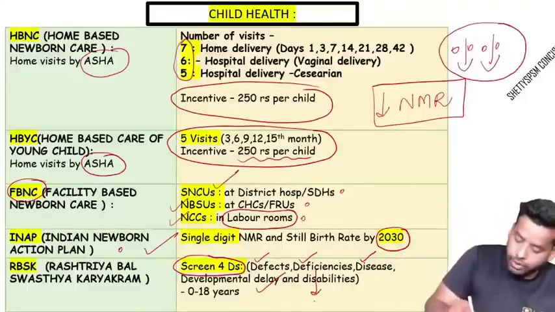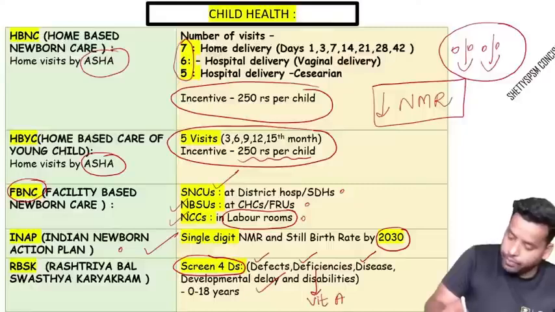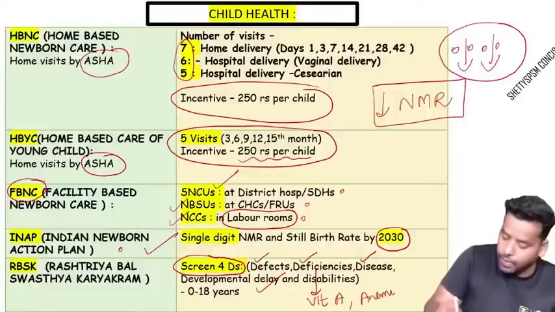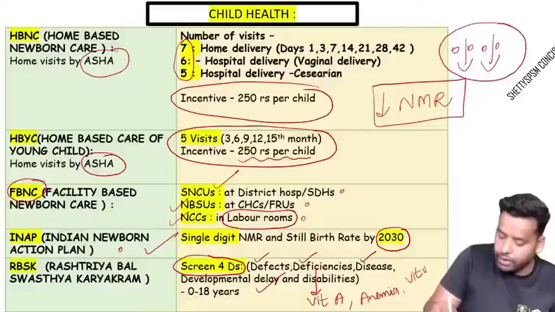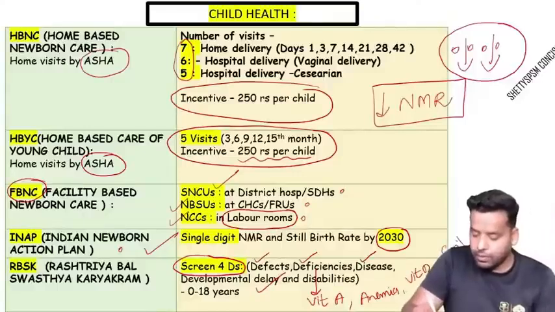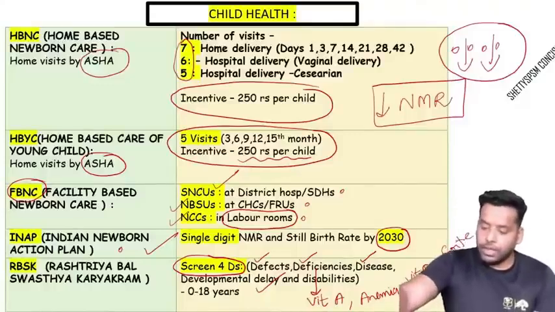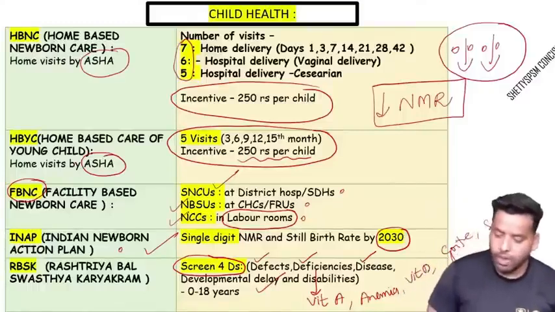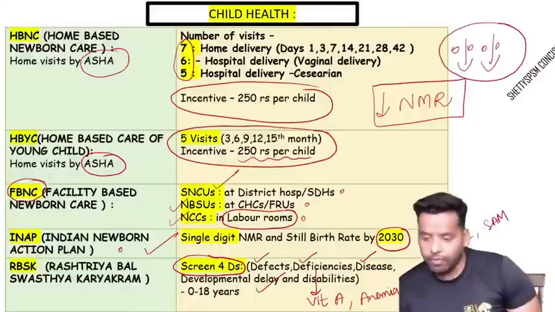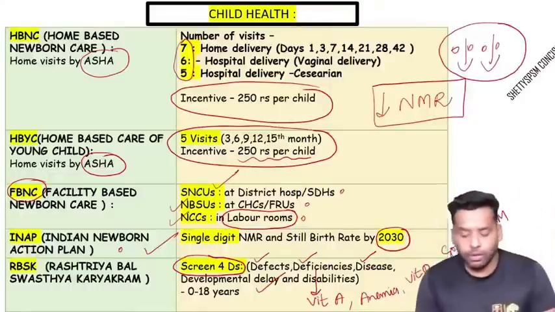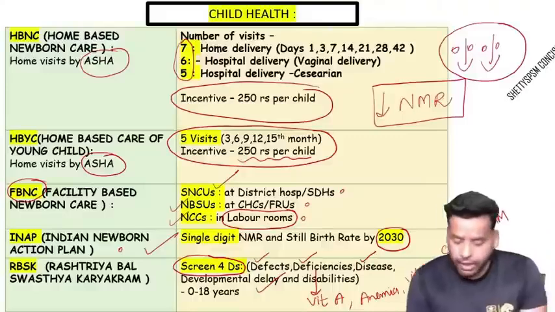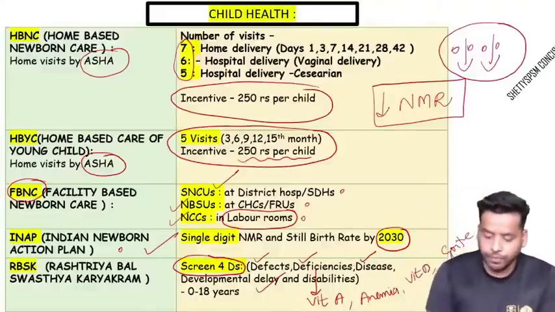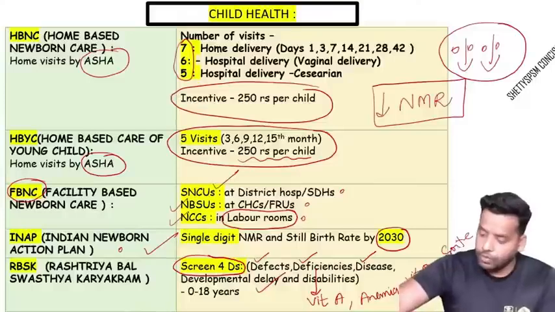Deficiencies, what we screen for? Vitamin A, anemia, vitamin D, goiter, severe acute malnutrition. Now tell me, zinc deficiency is screened, true or false? False statement. We are not screening for zinc deficiencies.